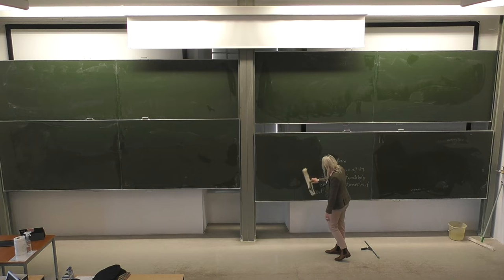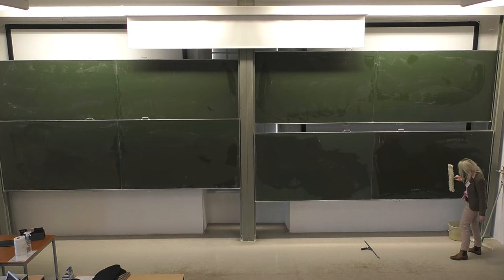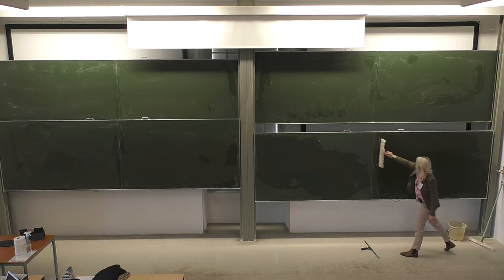So what I'm going to do right now is to provide you with some prescription how to construct A of O and tell you why it actually satisfies these axioms.